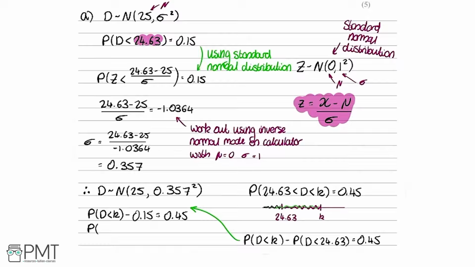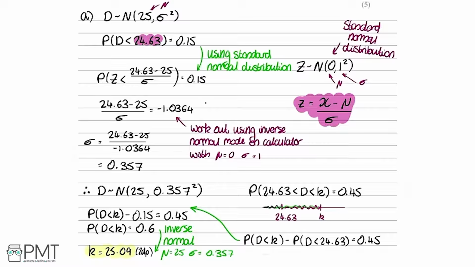So the probability of D being less than K equals, if we add 0.15 to both sides, we get 0.6. Then we're going to work out K using inverse normal on our calculator. However, this time using what we worked out here, so that mu equals 25 and sigma equals 0.357, and setting the area to be 0.6. And that gives us 25.09 to 2 decimal places. And this right here is the final answer.